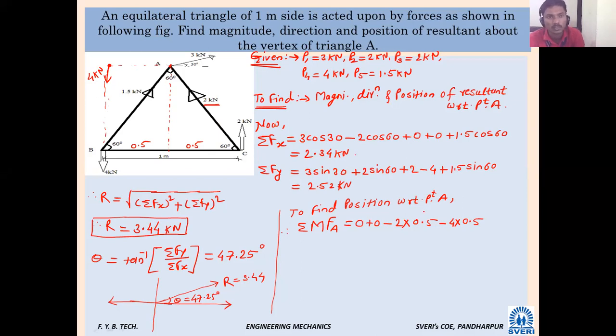What will be the moment due to that force about point A? Zero. So what will it become? Minus, this is 1, 2, 3. Minus 3 kilonewton meter.